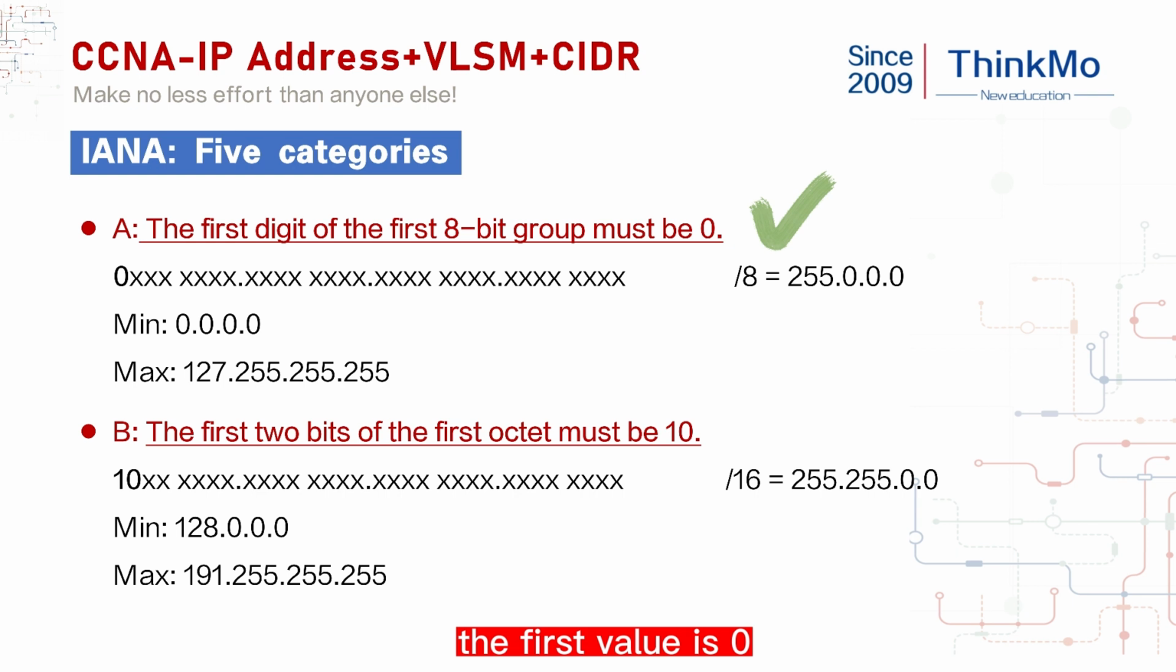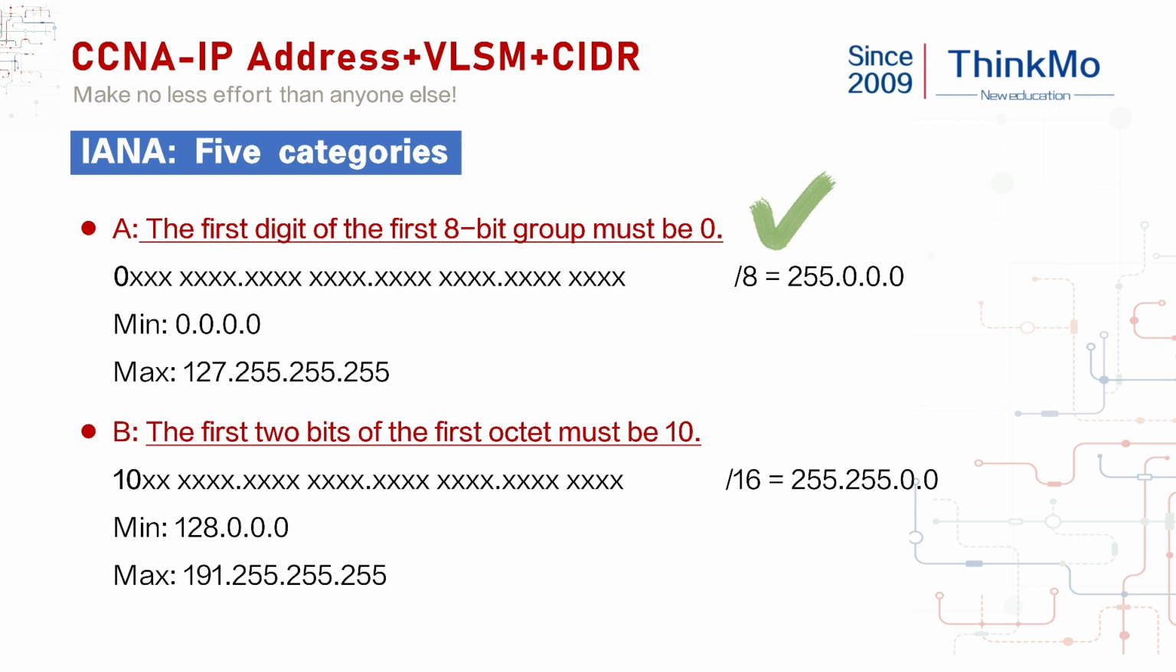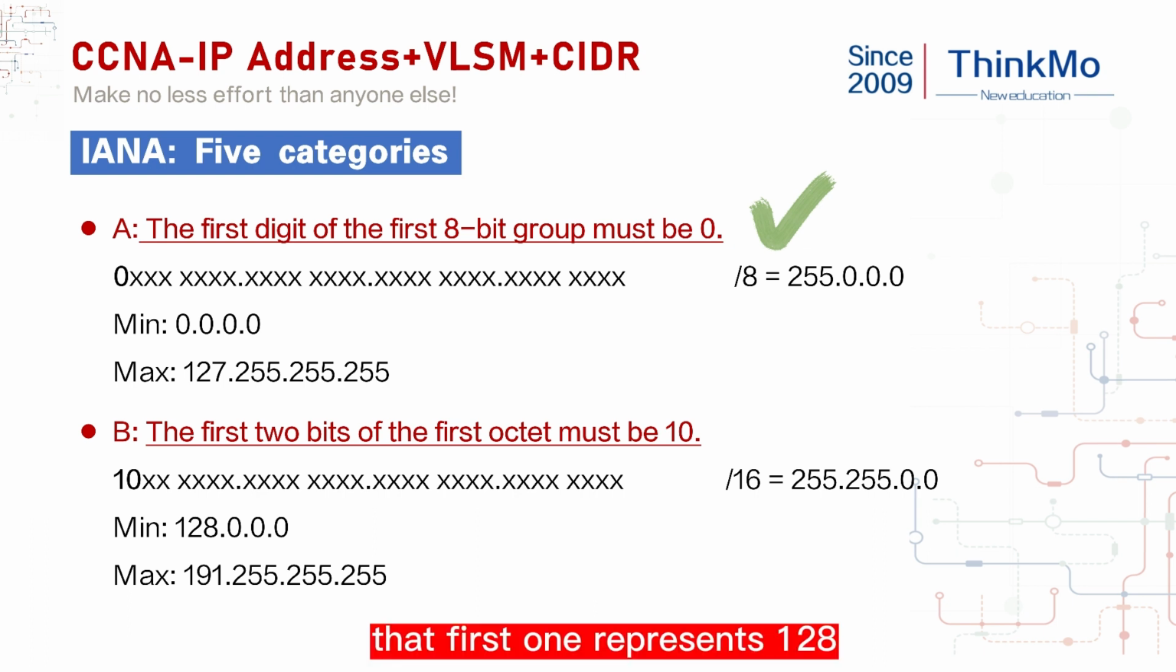First of all, how small is the smallest? The first value is 0, then the last 31 are all 0. That is, the minimum is 0.0.0.0. So what is the maximum? The maximum starts from 127. Everybody can count. Since all the remaining values are now 1, it is 255.